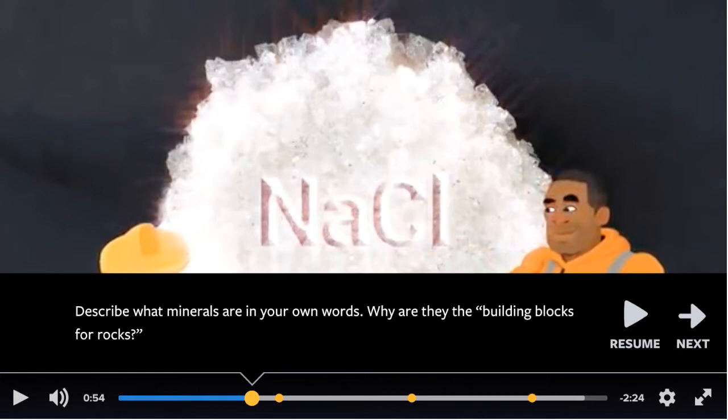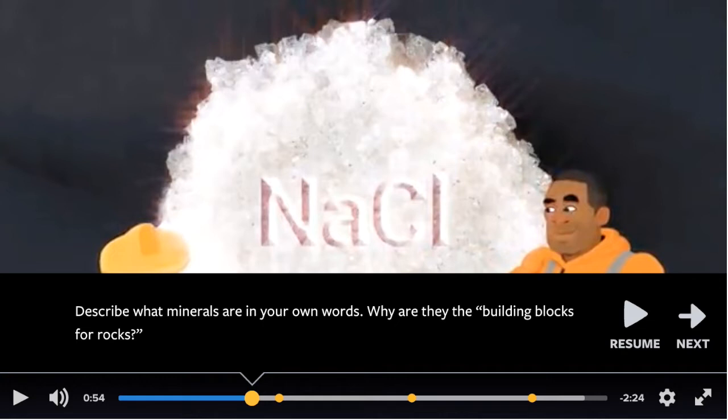So I'm thinking back to what I learned in the video, and I know that minerals are inorganic substances, which means they are not alive. I also know that they're always solid. They're never liquid like water or gas like air. And I know that some examples are gold and salt and quartz, things that I see in my everyday life.